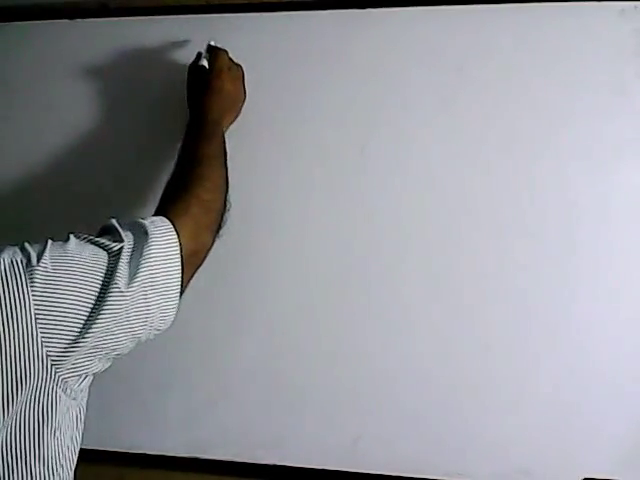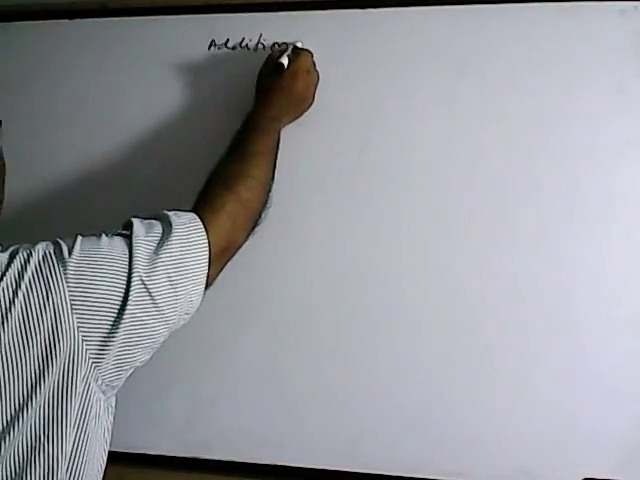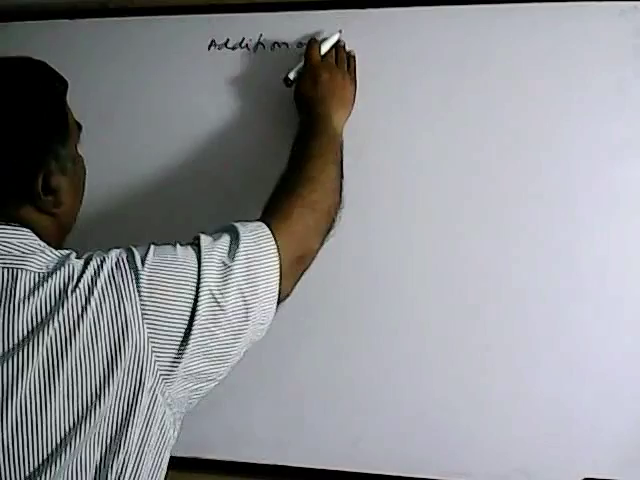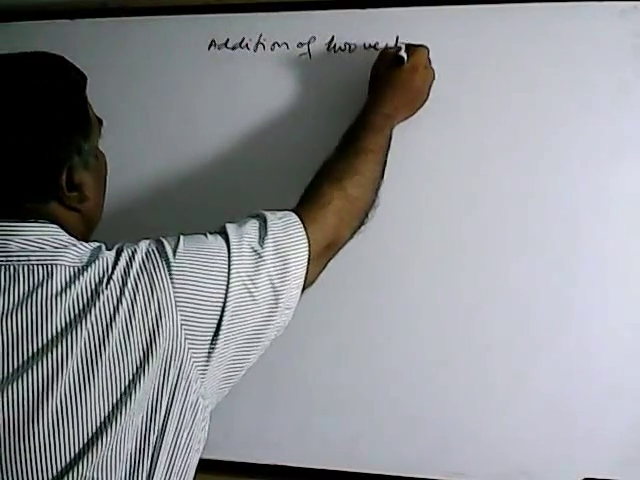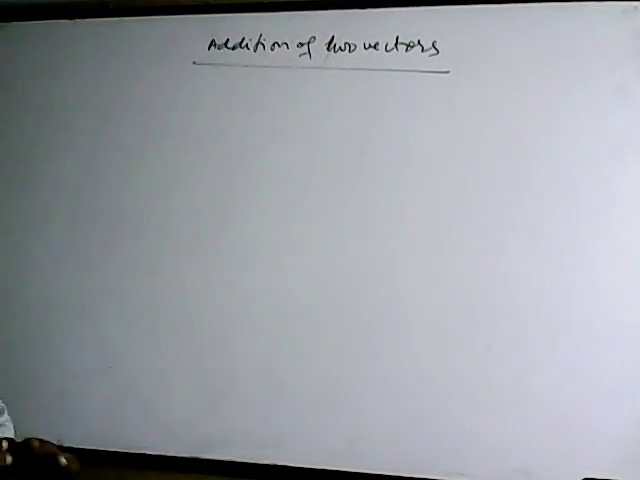I will start from the vectors. I actually left at the vectors. Today we will be doing the addition of vectors. Addition of vectors, and especially first I will discuss the addition of two vectors only. So the short rules for addition of two vectors. Let us see how we can add two vectors if they are given.